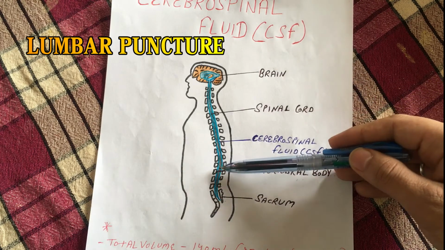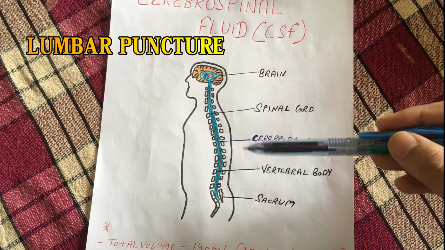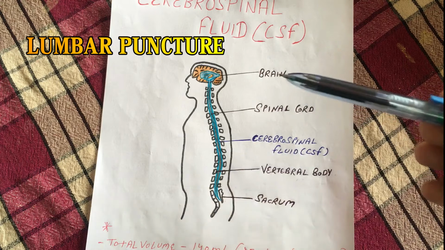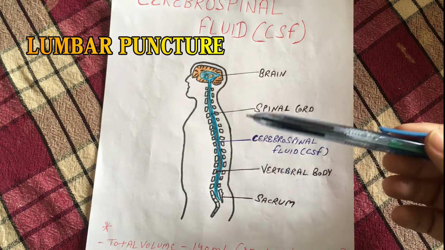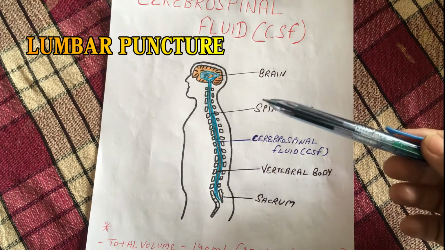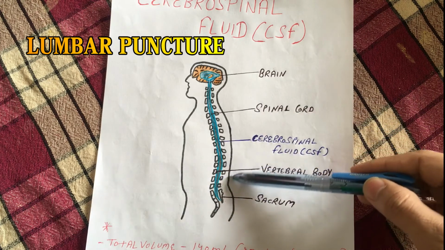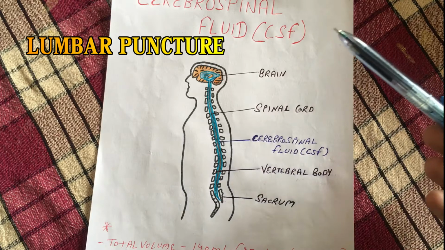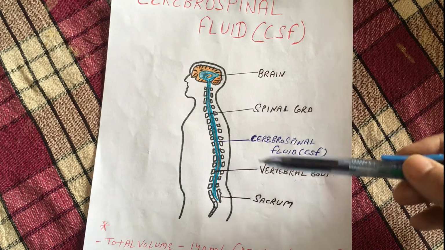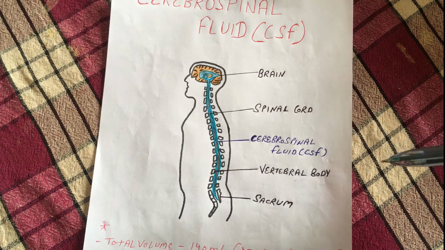Clear? This site is also used to inject the anesthetic agent to do surgical operations, like in delivery of the baby, or lower limb surgery. So this is a very important site to collect the CSF and to inject the anesthetic agent. So this is all about the CSF, that is cerebrospinal fluid.